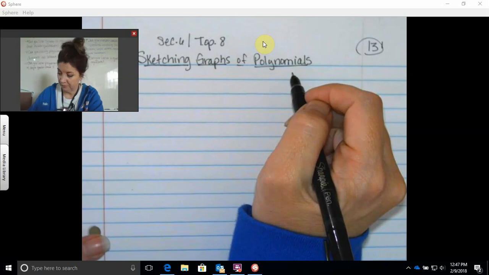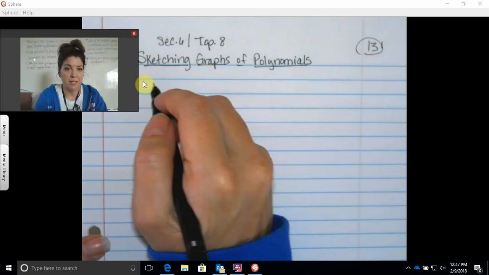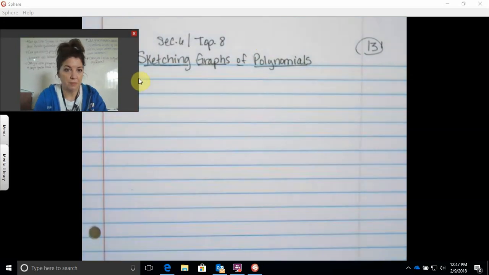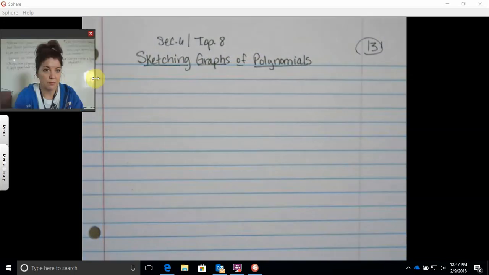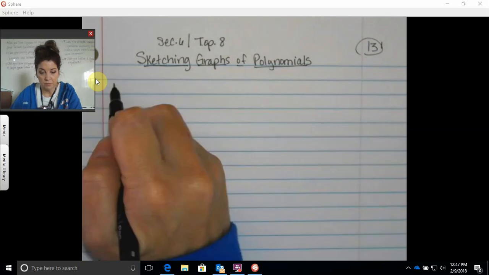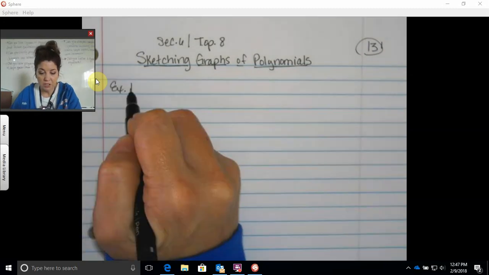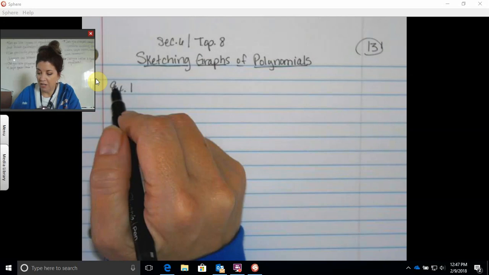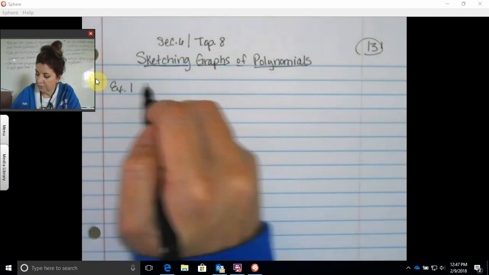Example 1. Sketch the graph of each of the following polynomials.